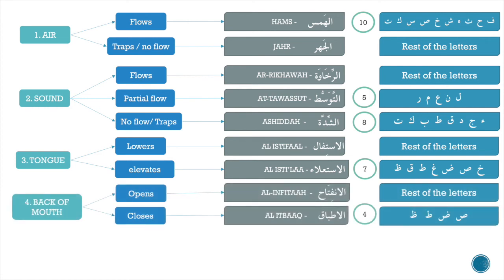In this lesson, we have covered the back of the mouth. When the back of the mouth is closed, it is known as al-itbaq, and there are 4 letters in this category. The letter sad, dad, ta, and dha, and you will notice that the mouth does not open fully. And al-infitah is when the back of the mouth is open and the rest of the letters fall in this category.